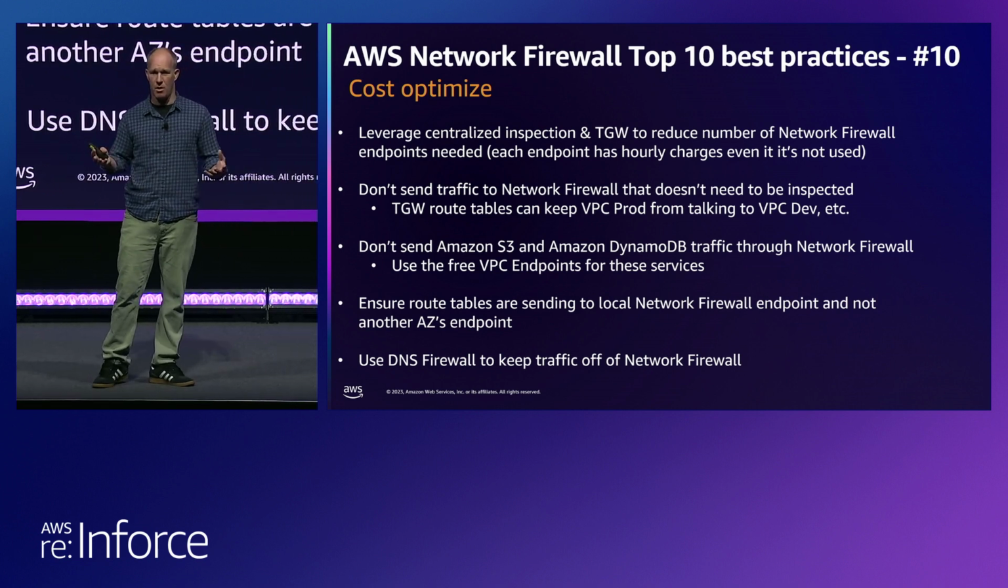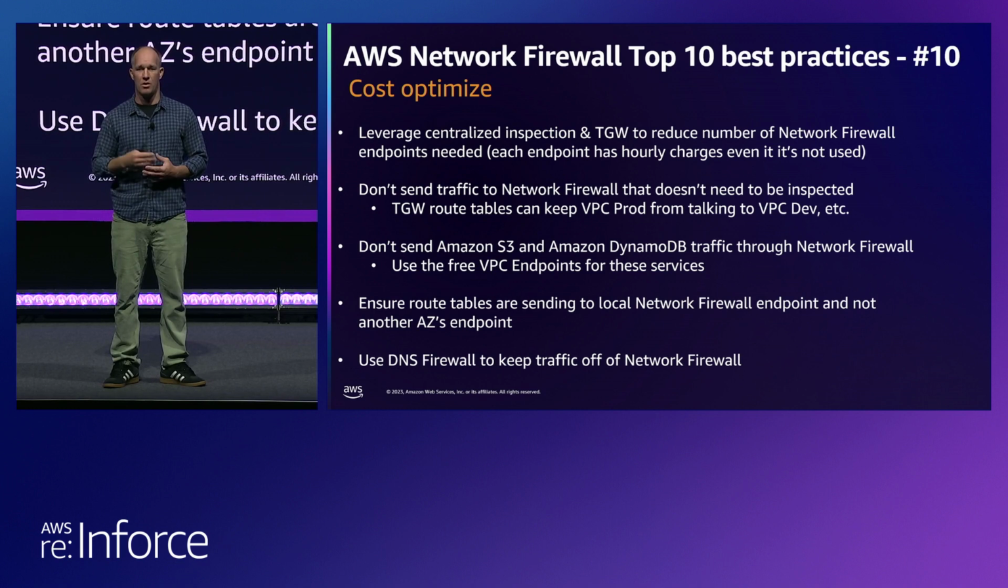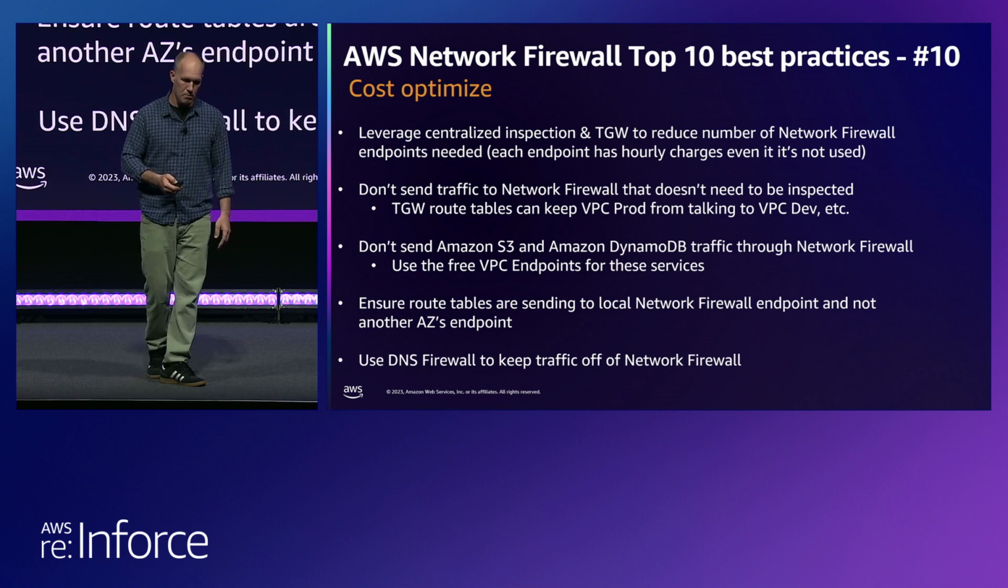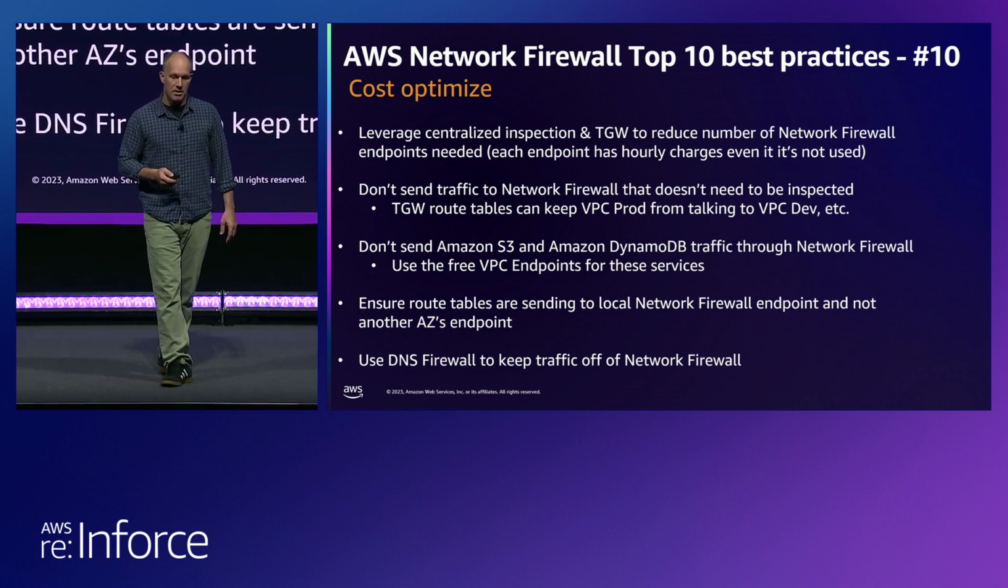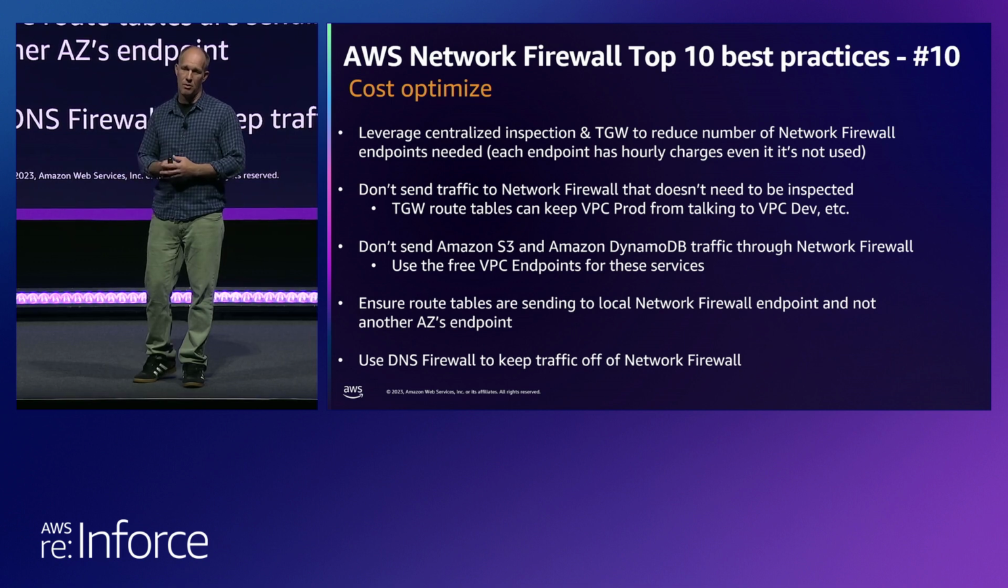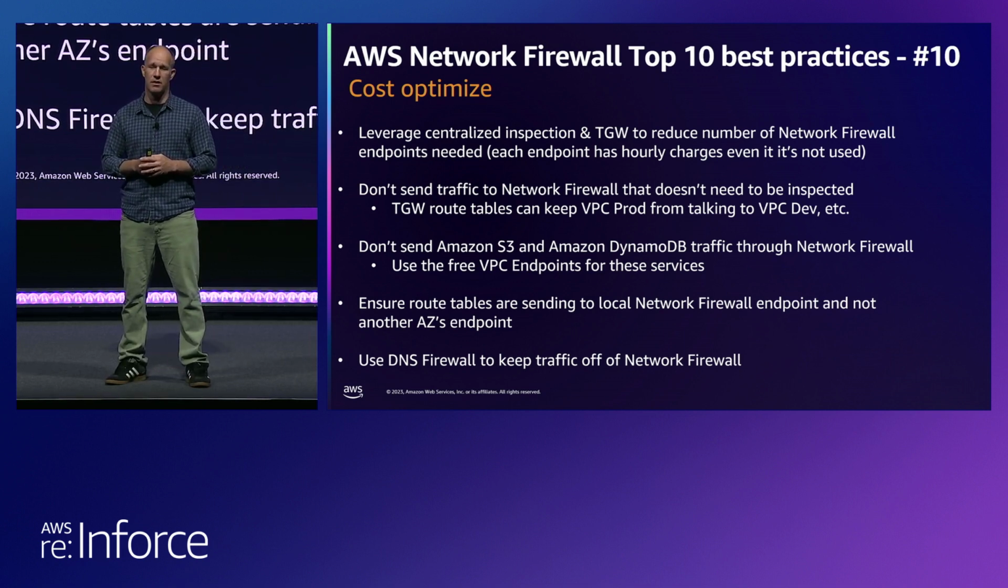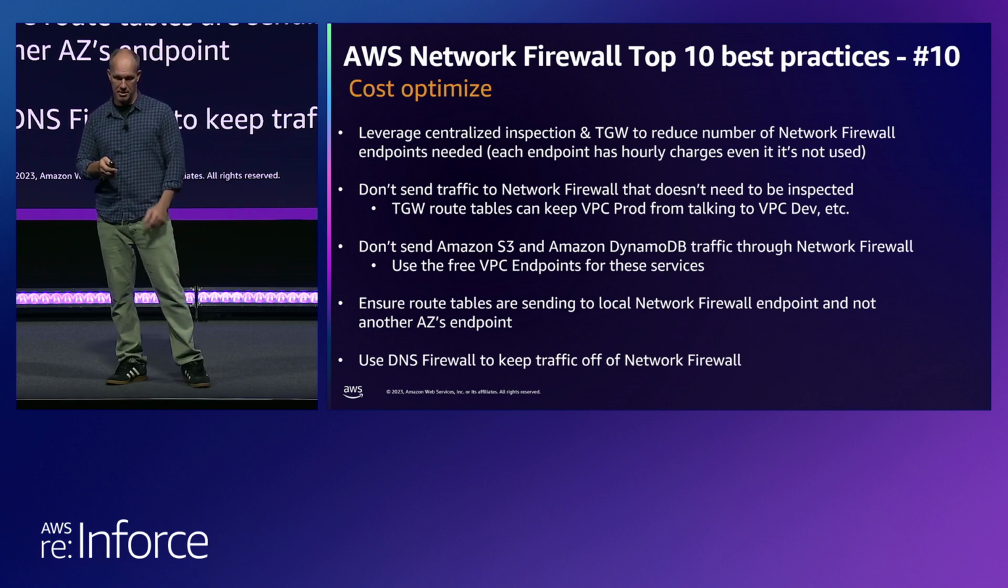You can also use Network Firewall to just block that traffic outright to force compliance that you're using those VPC endpoints and those VPC endpoint policies. Ensuring that your route tables send traffic to a local Network Firewall is important. You can configure your route tables in one AZ to send traffic to a Network Firewall that exists in a different AZ. You're able to configure that, but if you do, you will incur cross-AZ networking charges. So typically you want to have the Network Firewall in the AZ where your workloads are configured in your route tables to process that traffic.